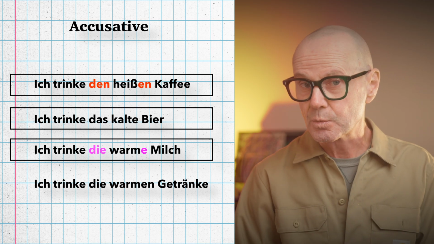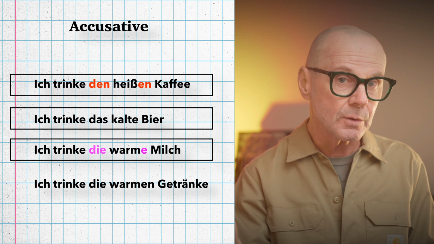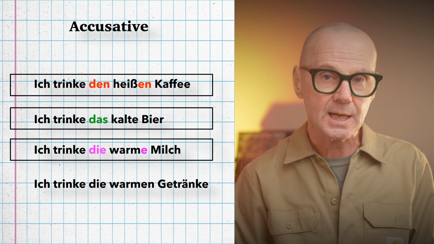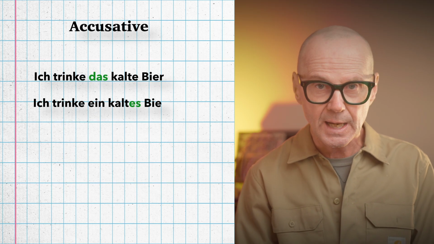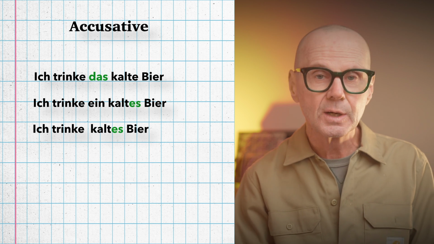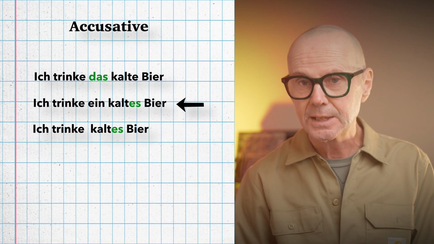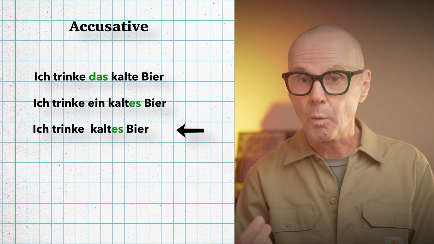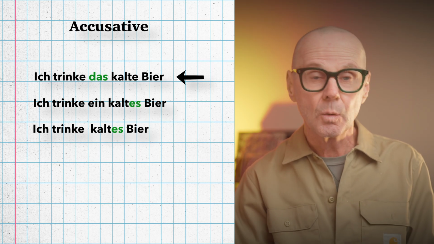It just does what it did the last time. It's not so proud of its gender, so it just shows us once. Ich trinke das kalte Bier. So if you compare this with the other neuter examples we had, you can see that we only ever see one S. Ich trinke ein kaltes Bier, one S. Ich trinke kaltes Bier, one S. Ich trinke das kalte Bier, again, one S.